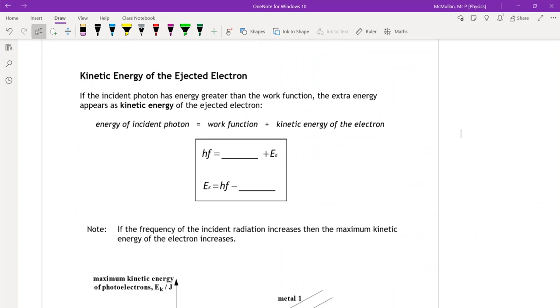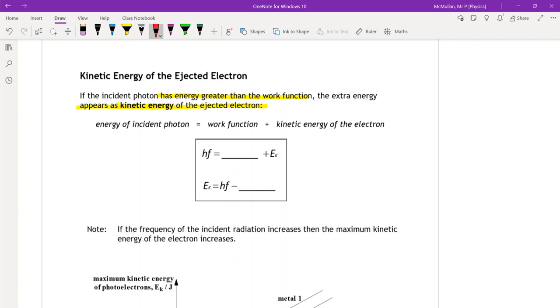When an electron is released, it is moving, therefore it has kinetic energy. If the photon that is coming into the metal has a greater energy than the work function, this extra energy appears as the kinetic energy of the ejected electron. And this is what leads to the final formula that you'll see in the formula sheet.